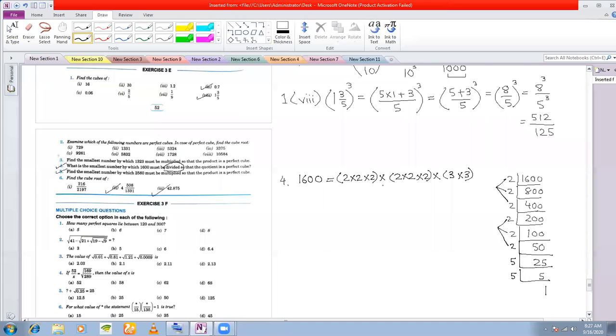Okay. Now the question is, by what number should it be divided? Divided means what? Tell me. Can anyone tell me divided means what?